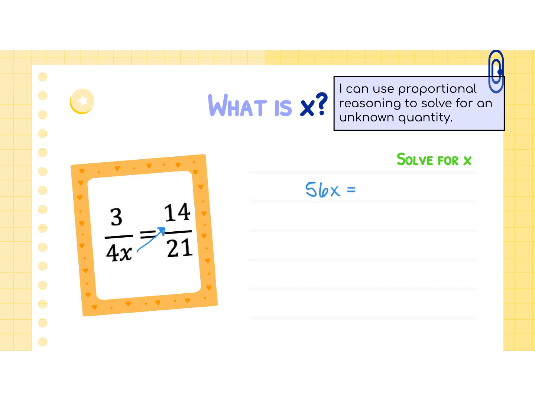And then 3 times 21. Pause and do that math. That is 63. What we want to do next is we divide by that coefficient of x. Remember that coefficient of x is the number that is right in front. So when we do that division, we make a fraction, 56 and 56.